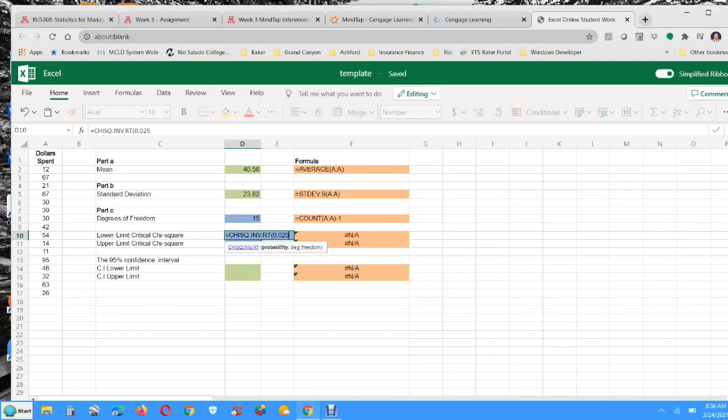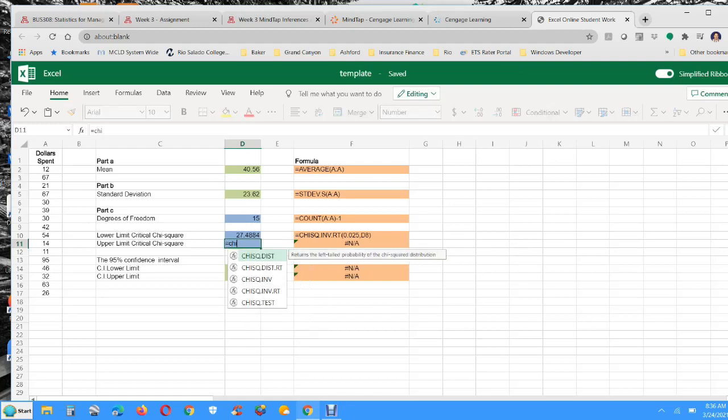0.025 as the size of one of the tails, the probability, and then comma, and then I want the degrees of freedom. And I can just do a cell reference to D6 because I've already calculated the degrees of freedom, and then close parentheses. And that gives me that lower limit. Notice it seems backwards here: the lower limit is the right tail, and the upper limit is going to be the left tail.